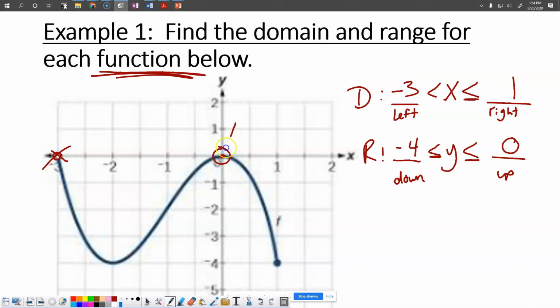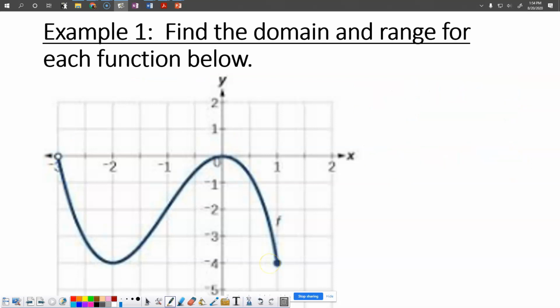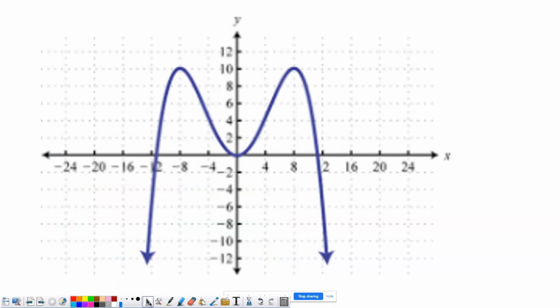Now, if I had an open dot here as well as here, then that means the graph would never be reaching 0. Okay? All right. So that's domain and range. Let's do another example here.